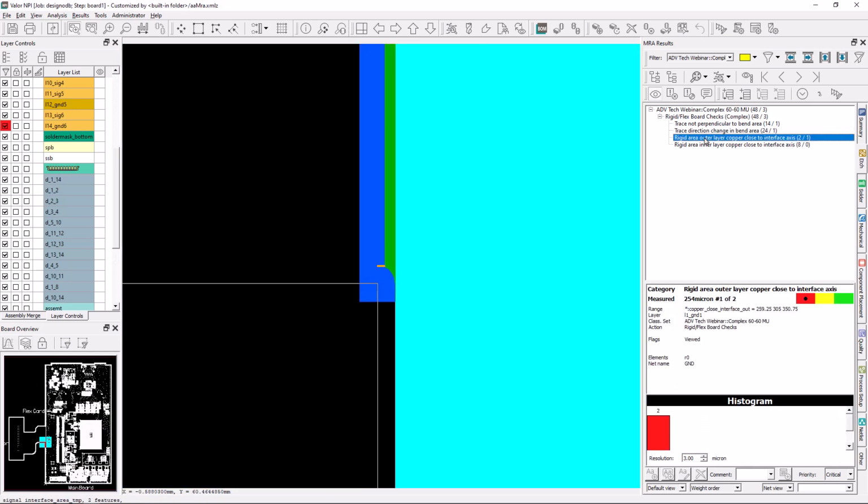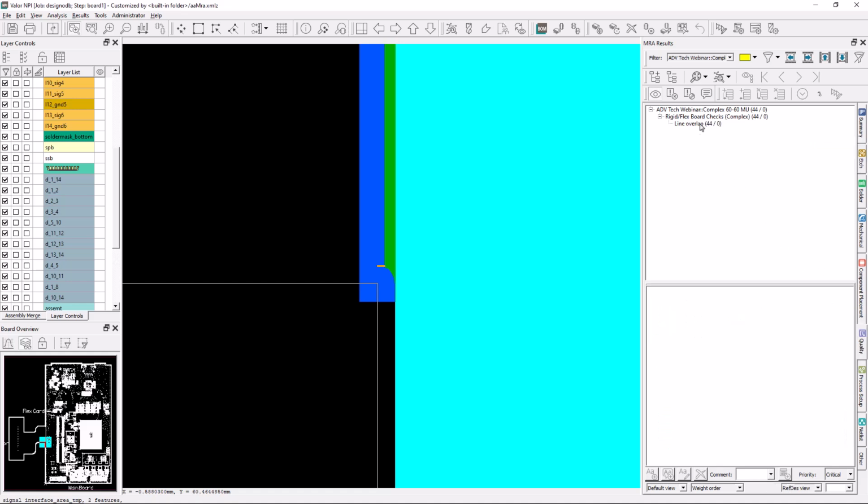It's also important to have the interface area between the rigid section and the flex section clear of solid copper planes. We can look for both outer and inner layers for copper too close to this interface area. The interface area is the dark blue here, and we can see that we have a copper plane on the outer layer that encroaches into the interface.